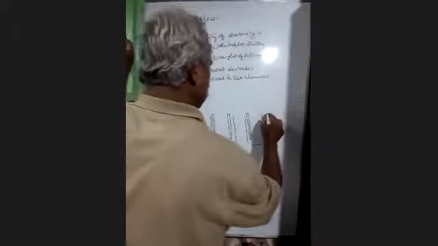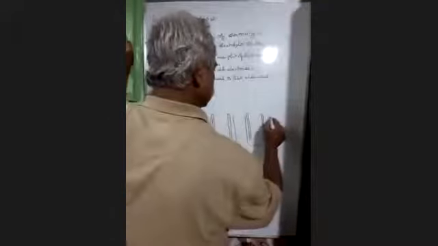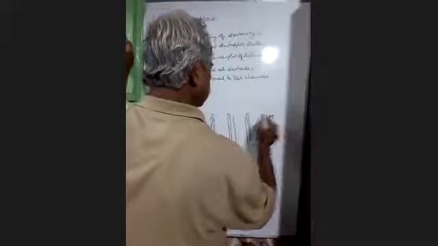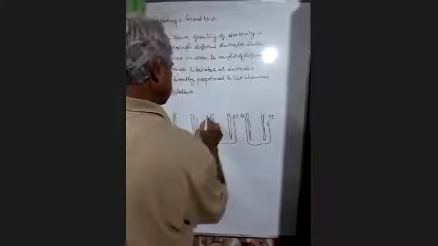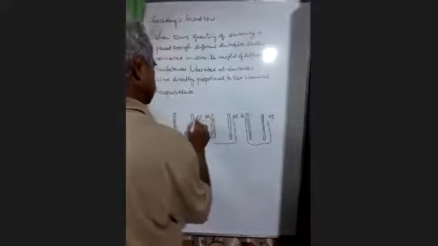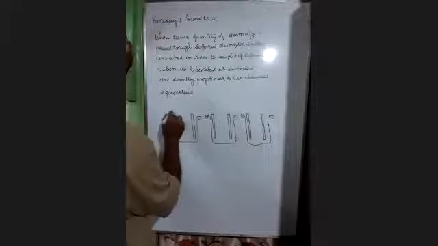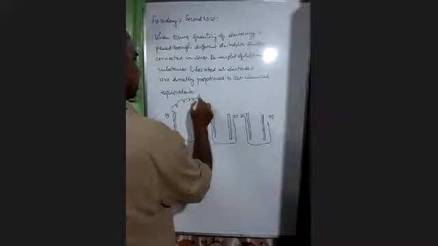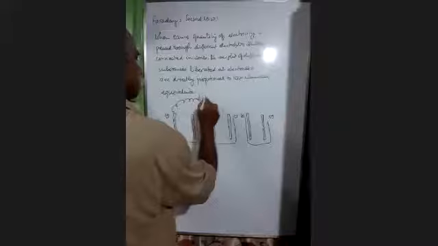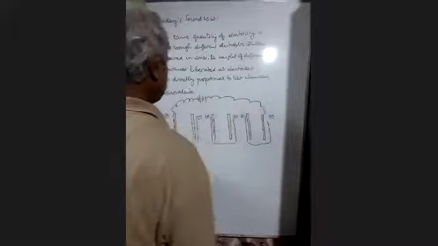Again, by my convention, the right-hand side is the cathode. So it is negative. This is negative, and this is being connected to a battery. So this is called connected in series.